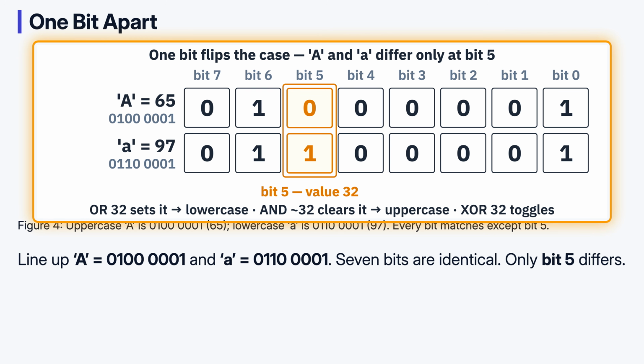This is the reason that constant gap of 32 exists. The figure lines up the 2 bytes. Uppercase A is 0100 0001, which is 65. Lowercase a is 0110 0001, which is 97. Read them bit by bit, and 7 of the 8 bits are exactly the same. Only one position is different, and that position is bit 5.